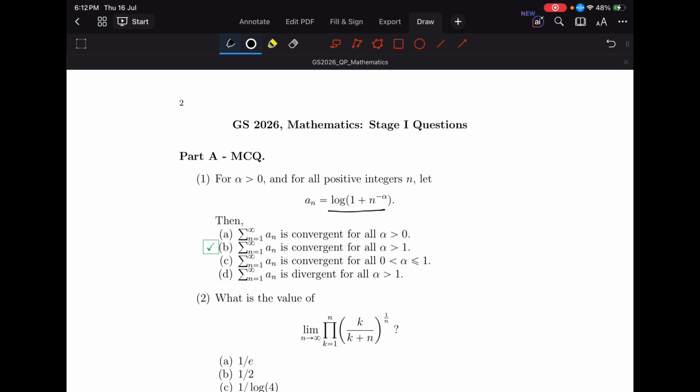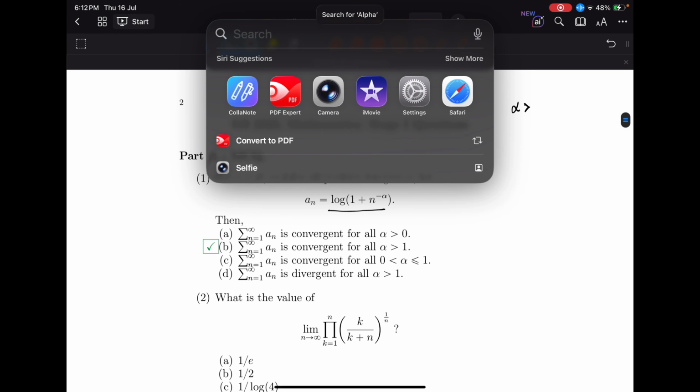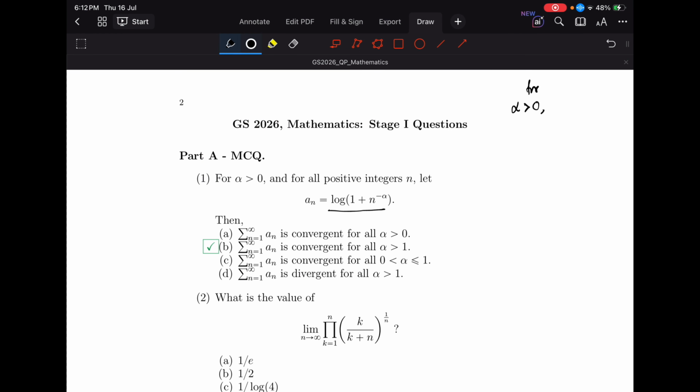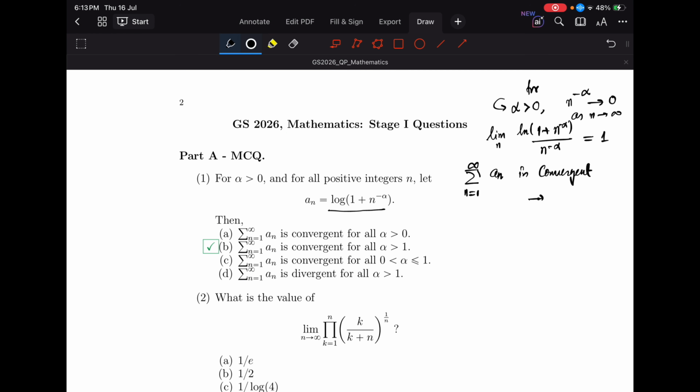Okay, so for alpha strictly greater than 0, we have n to the power minus alpha tends to 0 as n tends to infinity, right? And the limit of log of 1 plus n to the power minus alpha divided by n to the power minus alpha is 1. So this is convergent if and only if this sum converges.